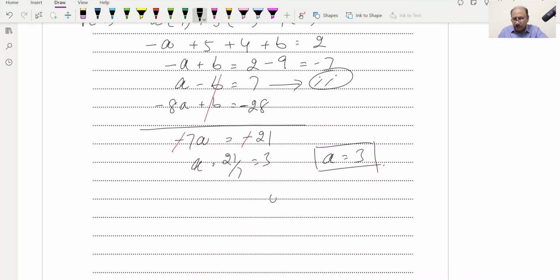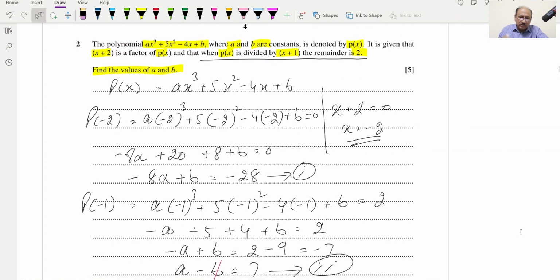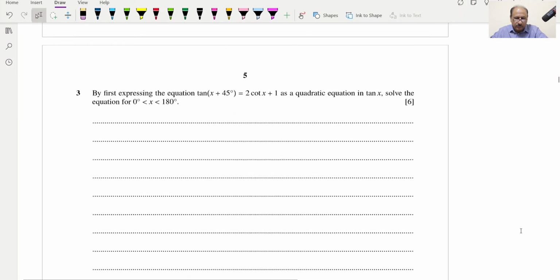I'm replacing a in a minus b is equal to 7, so 3 minus b is equal to 7, so b is equal to 3 minus 7, which is equal to minus 4, so b is equal to minus 4. These will be the a and b values, which is find the values of a and b. 5 marks per question, which we are done.